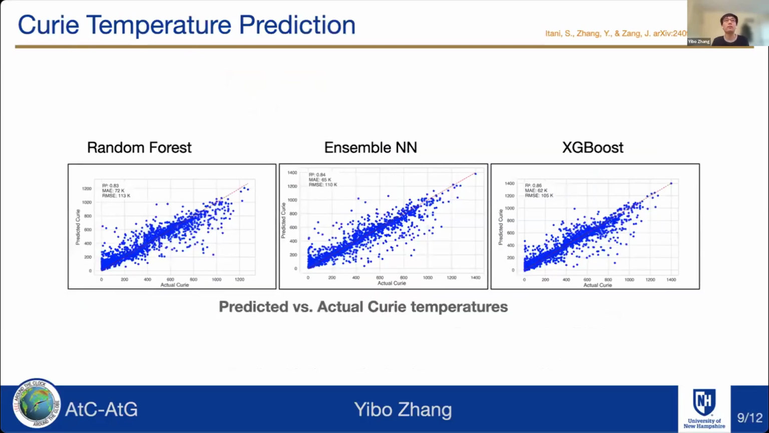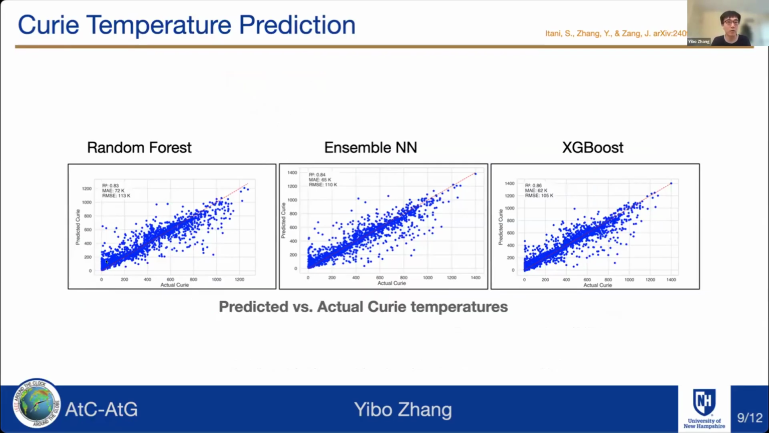So we choose the Curie temperature to predict, but we can predict anything. We built three different models to predict the Curie temperature: the random forest, the ensemble neural network, which is a combination of different neural networks, and XGBoost, which is similar to the random forest.